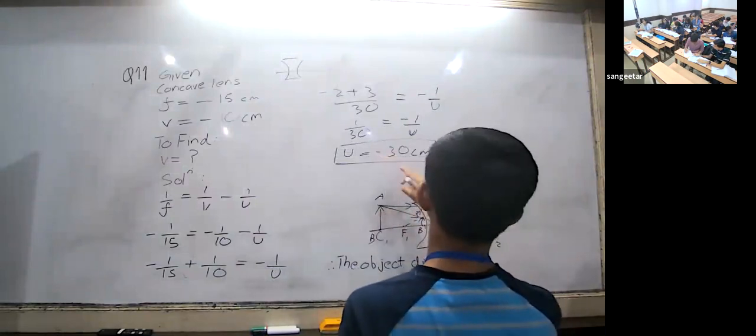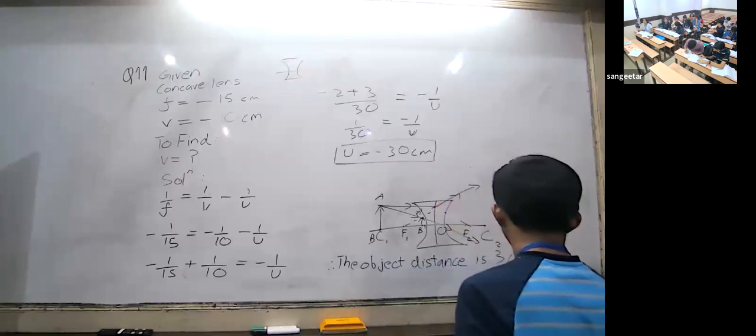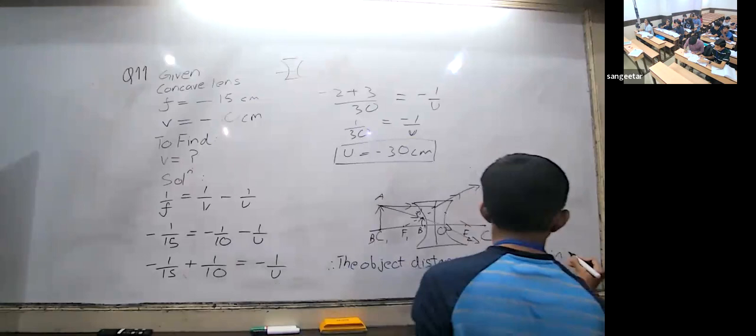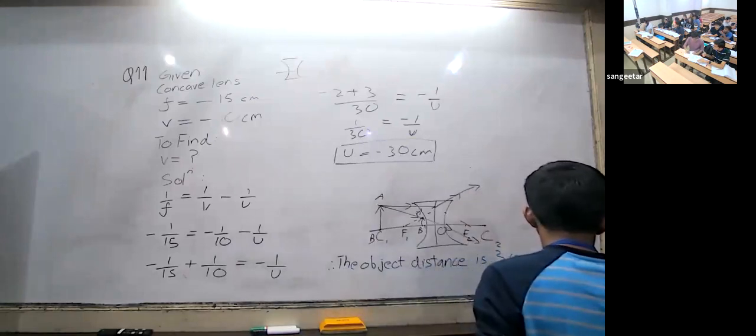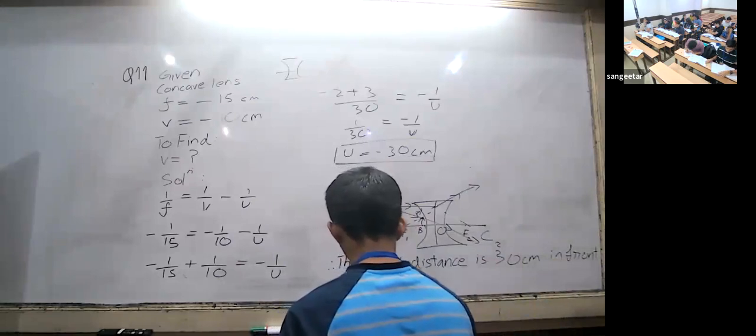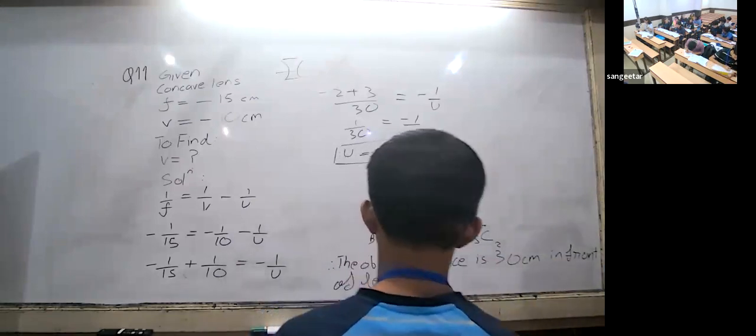Thirty centimeter in front of lens. Write down 30 centimeter in front of lens. From lens also, if you write, that will also do. Front of. Okay, good.